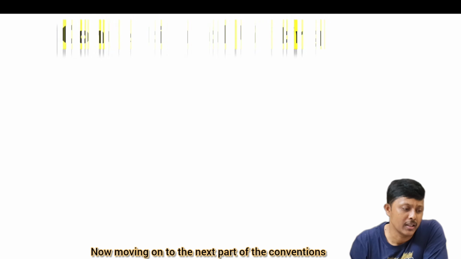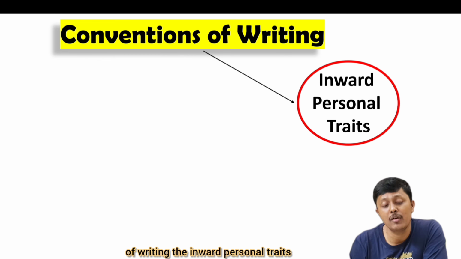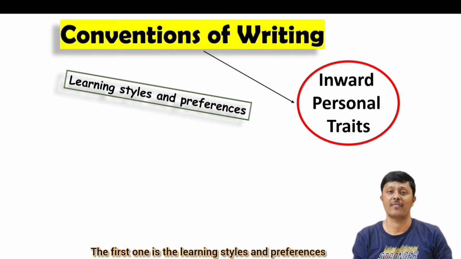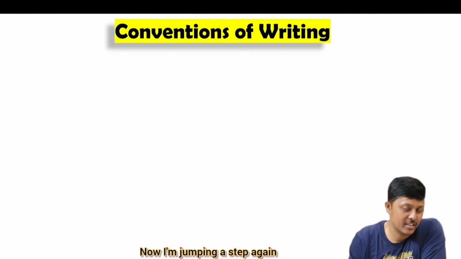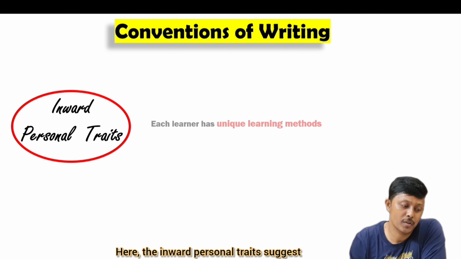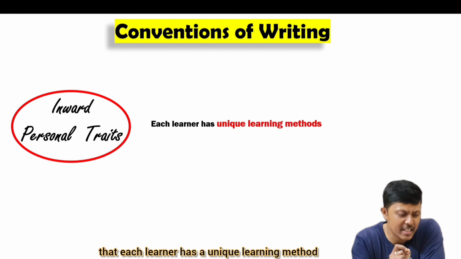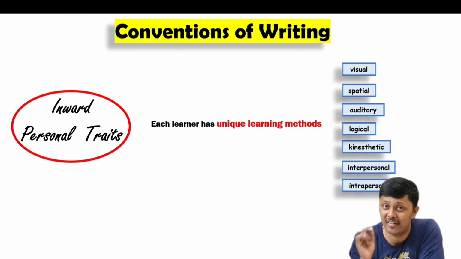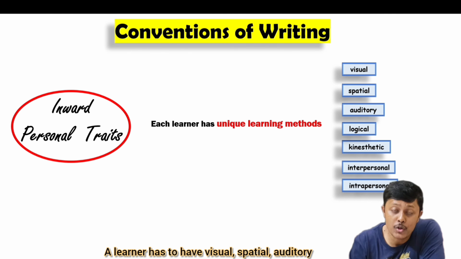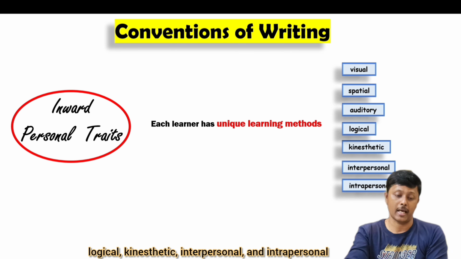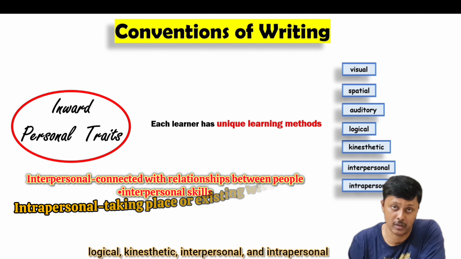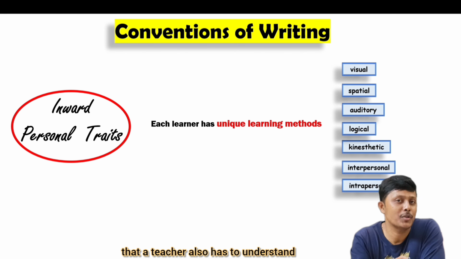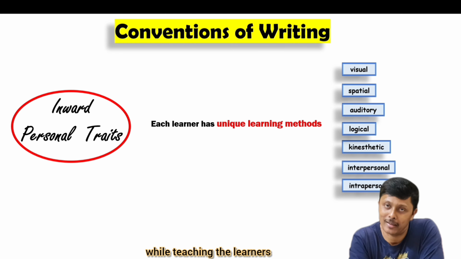Now, moving on to the next part of the conventions of writing, the inward personal traits. And what are these? The first one is learning styles and preferences. Here, the inward personal traits suggest that each learner has unique learning methods. For example, these are the learning methods a learner may have: visual, spatial, auditory, logical, kinesthetic, interpersonal, and intrapersonal.